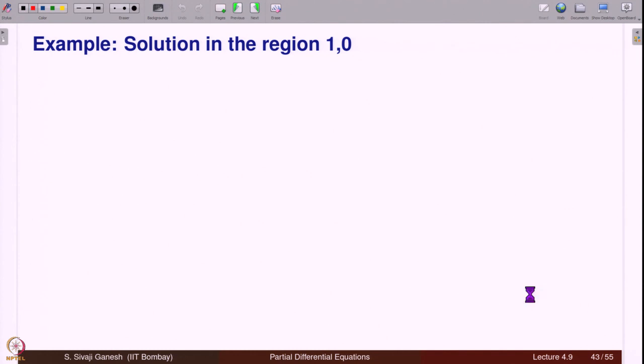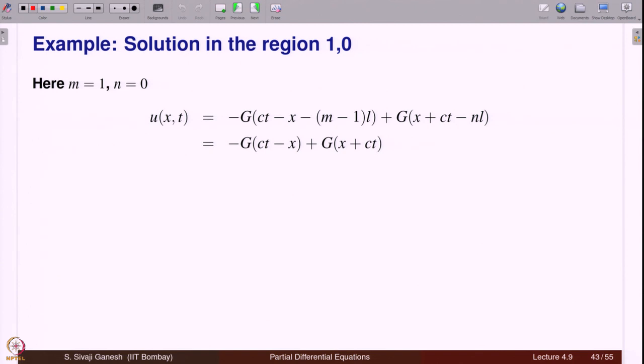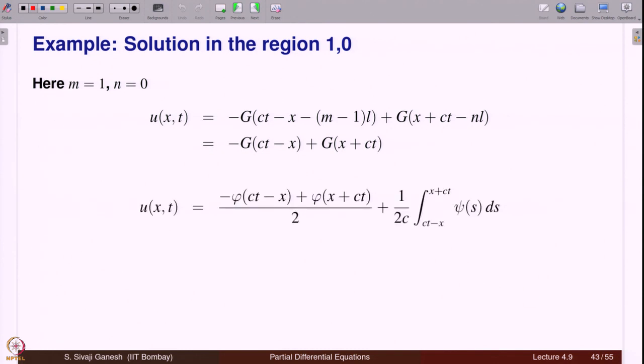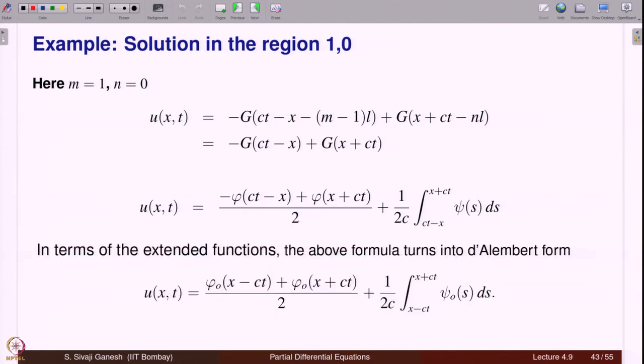Let us look at an example of a solution in the region (1, 0). (1, 0) means m is 1, n is 0. So this formula, which I have taken from the slide where m is odd and n is even, gives this expression. Now, in terms of the extended functions, it becomes this, because ct minus x will be in minus L to 0 and we have extended phi_0 as an odd function. Therefore, this quantity is precisely phi_0 of x minus ct. This is between 0 and L, so there is no change, it is the same. And this integral becomes this integral, that is left as an exercise for you, though I will be doing it on some other domain later on.